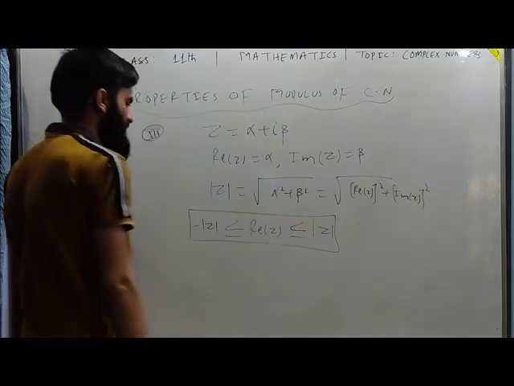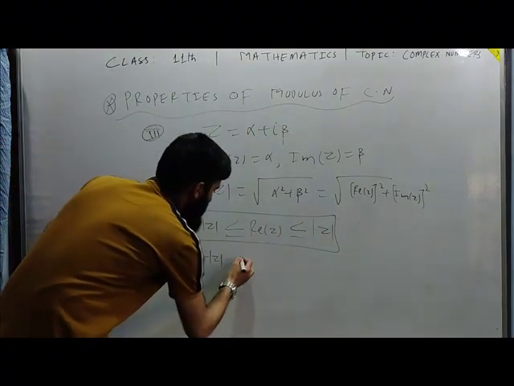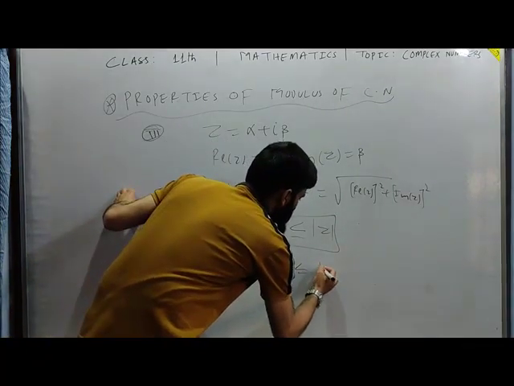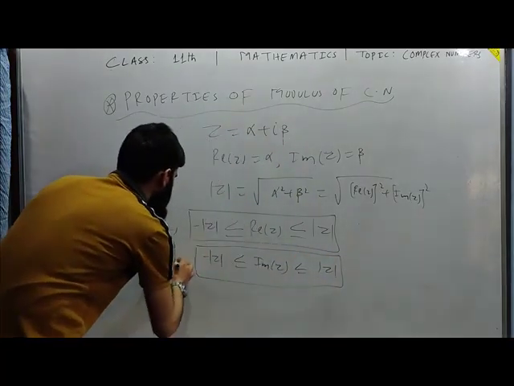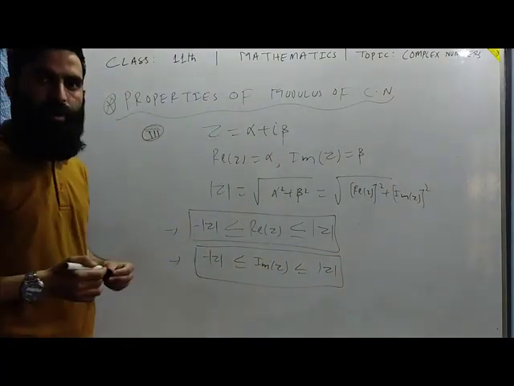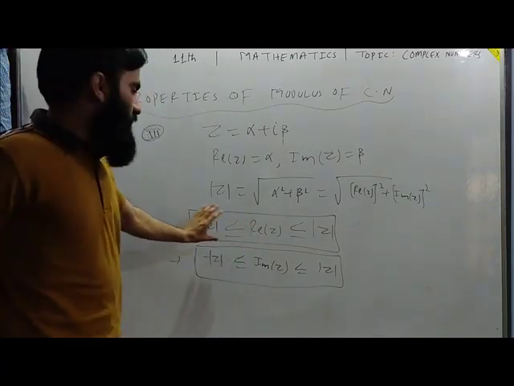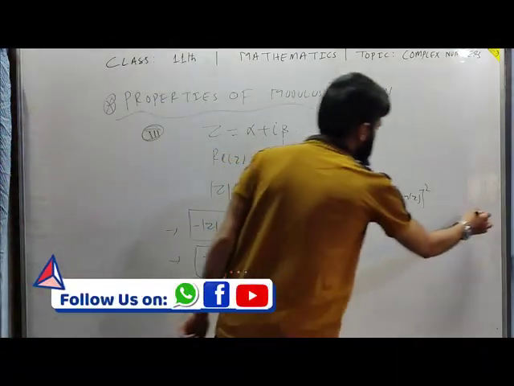You just remember this, and this is similar. This holds also good for what? Minus mod of z is less than or equal to the imaginary part of z, which is less than or equal to mod of z. So this is the second. These are the two formulae, or you can say these are the two properties which hold good.